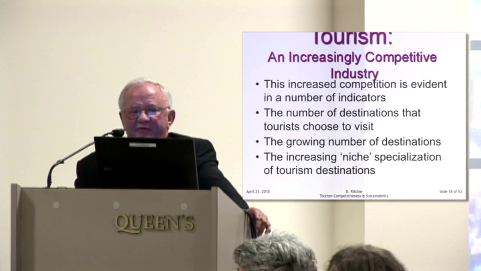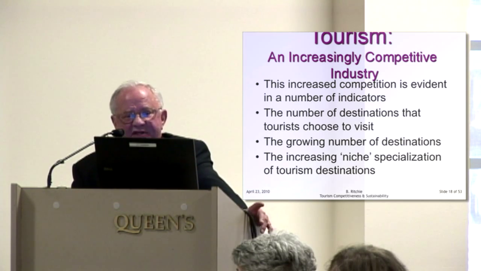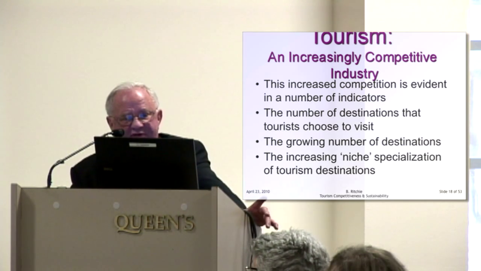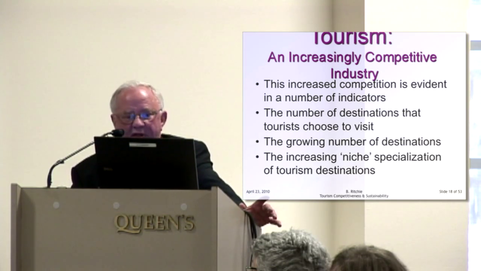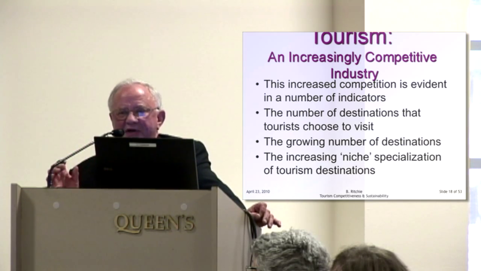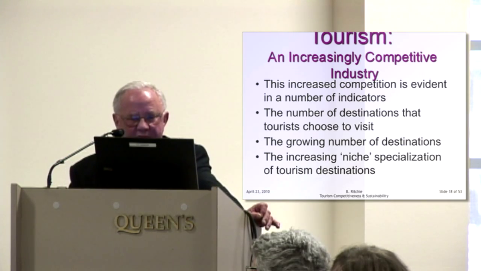Now let's look at some of the indicators about this thing we call competition. First of all, the number of destinations that tourists choose to visit is growing, as I have stated, and we're also seeing an increasing number of niche specialization among tourism destinations. In other words, they're becoming more highly specialized in the kind of experiences they deliver to visitors.